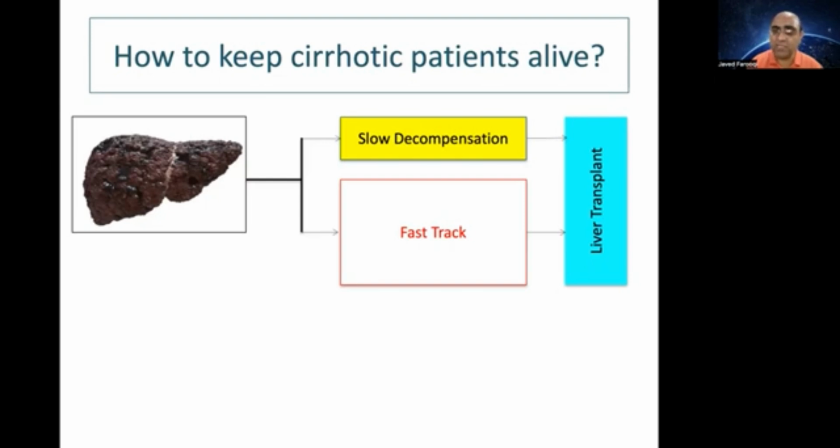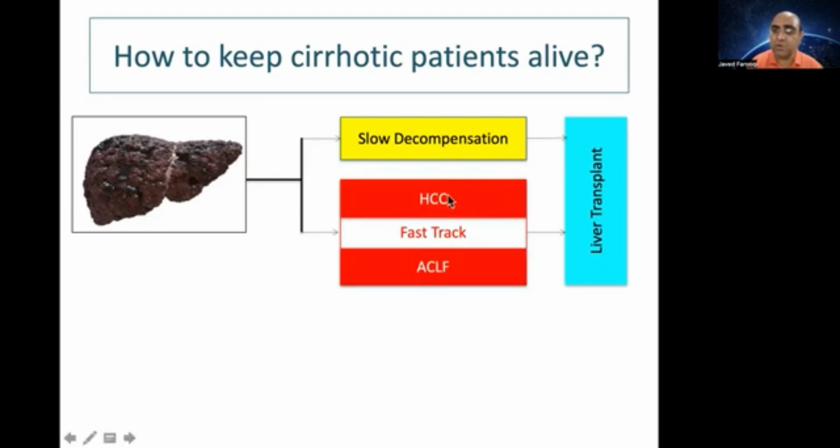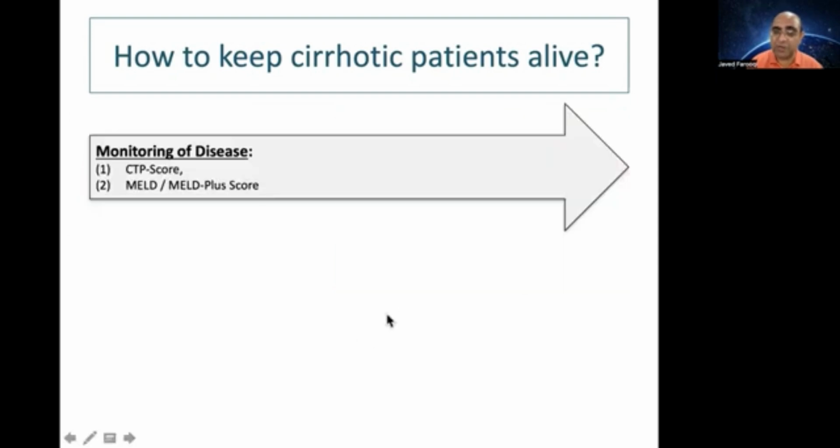And who are these patients? One is those who develop hepatocellular carcinoma, and if it is within the resection stage, the Milan criteria, a solitary lesion less than 5 centimeters, or 3 lesions with none of them more than 3 centimeters, or if the patient develops acute on chronic liver failure, then this becomes the fast track, where they may need liver transplant earlier, at the early stage of the patient becoming cirrhotic.